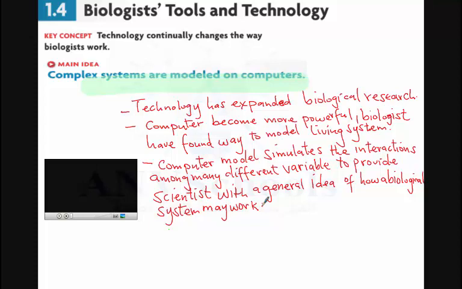So computer models are used where actual experiments are not safe, ethical, or even practical.